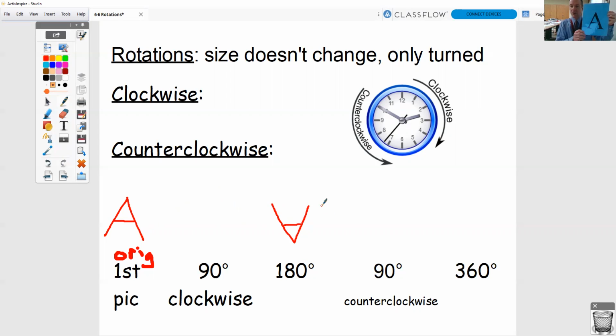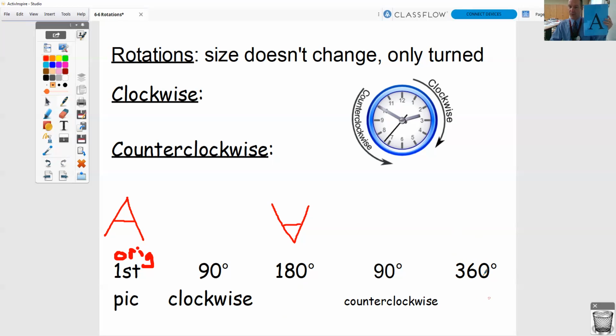Now, 180s can go clockwise and they can go counterclockwise. If I go clockwise, I'm spinning around like the hands of a clock. I'm going around like that, and it ends up like that. If I go counterclockwise, which is backwards clock, I end up like this, but it ends up the same way. So that's why you're going to see that 180 does not have clockwise or counterclockwise with it. It's just 180.